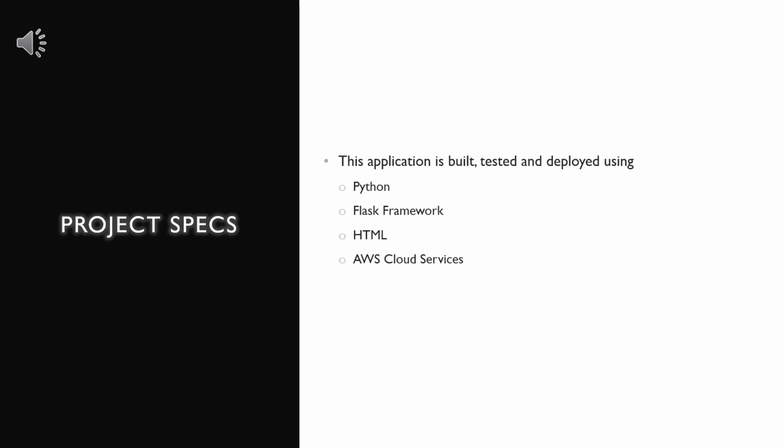In this slide, we'll be discussing the specifications involved in the project. For various aspects of the project, such as to build, test, and deploy the project in cloud, the following are used. Python is a programming language using which the project is coded. Flask is a micro-web framework used in Python to develop web applications. HTML is the language used to design the UI display in a web browser. Various AWS cloud services are used in this project, which will be discussed in further slides.